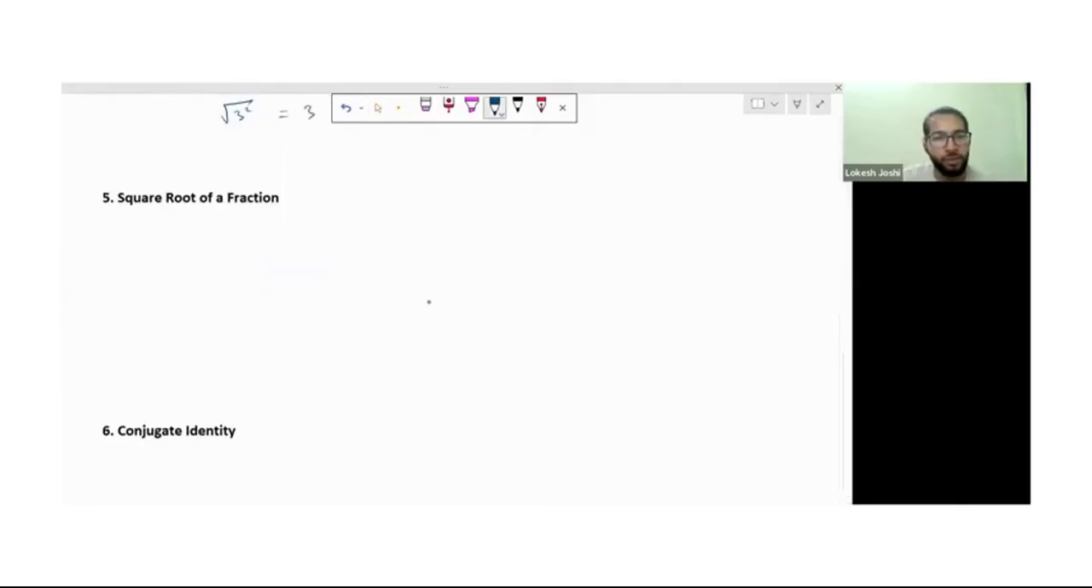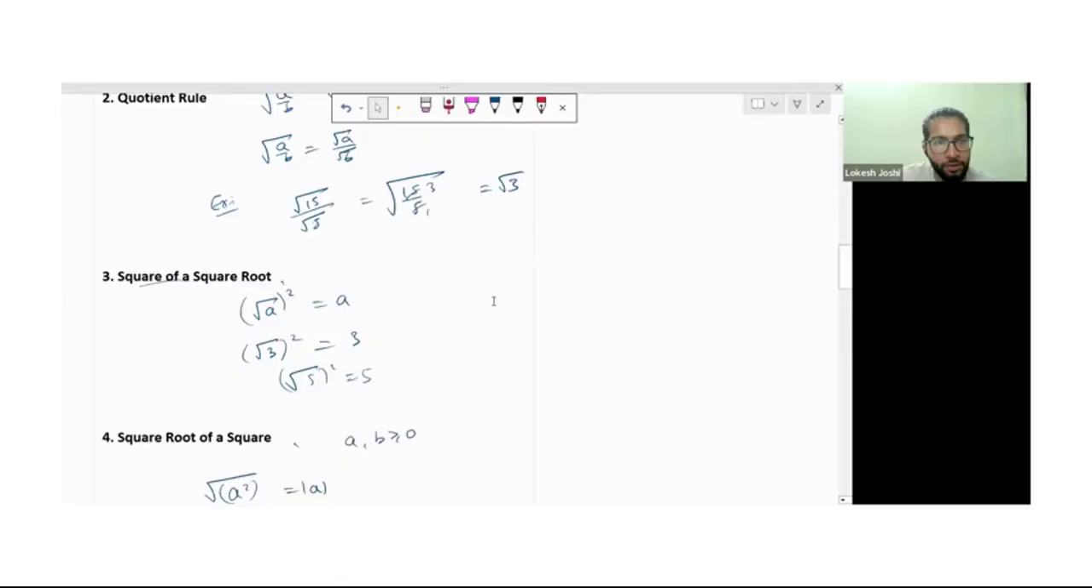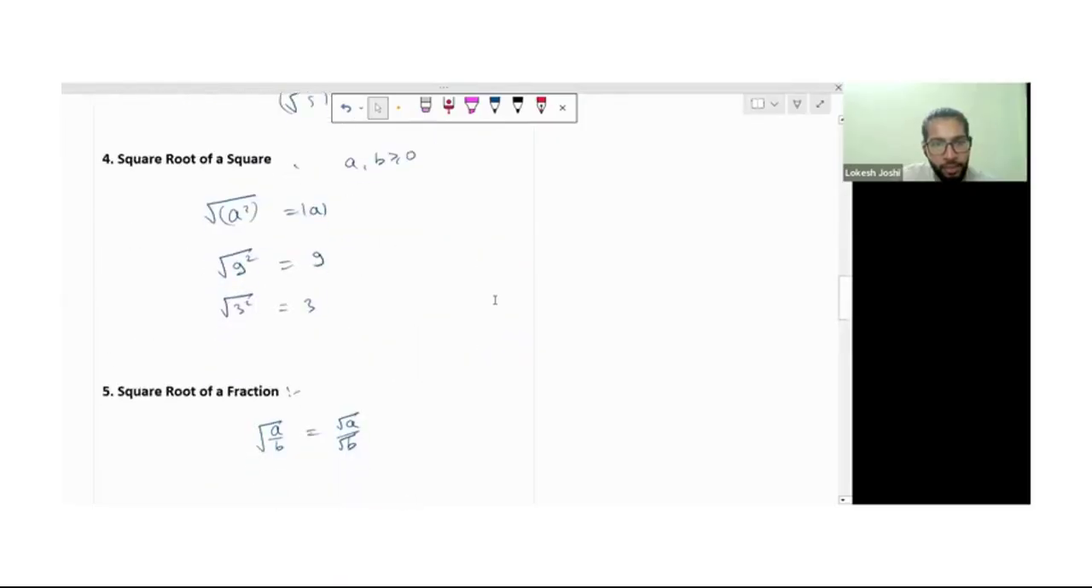Okay, so in this property, suppose I have a fraction like a and b. The square root of a by b will be equal to square root of a by square root of b. It's the same thing we have discussed earlier, in question 2.